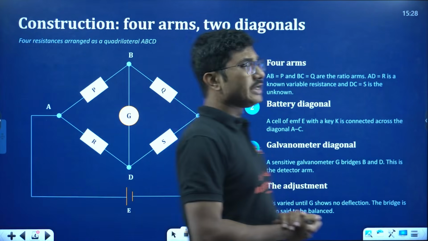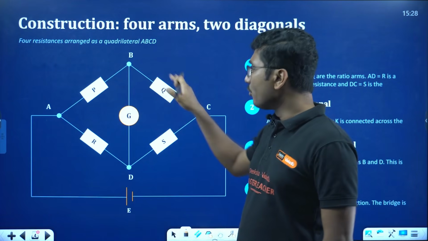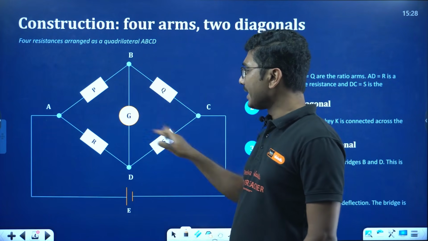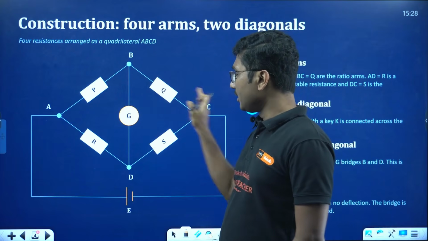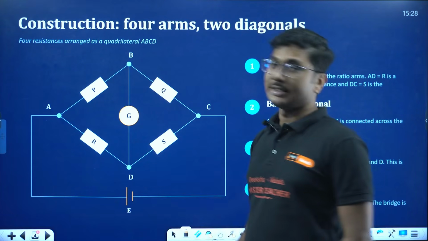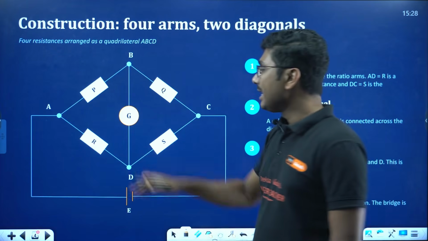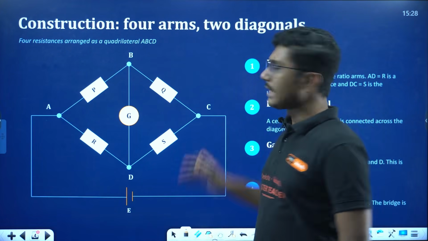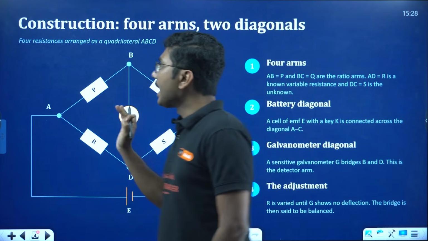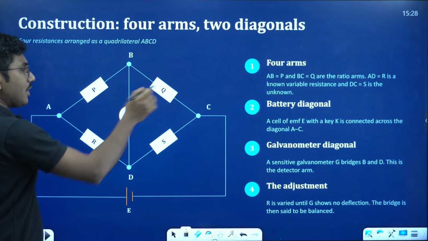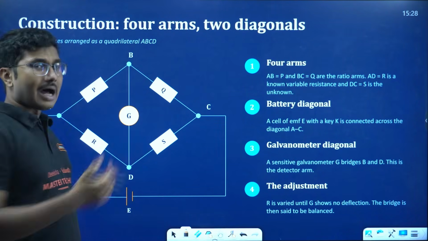Here, as you can see, this is a diamond design, where we have four arms: P, Q, R and S. Between these four arms a galvanometer is connected, and there is a cell sending a current, connected outside the diamond structure. This is the main core design of the Wheatstone Bridge, with four resistances P, Q, R, S. Generally, S is an unknown resistance, and P, Q, R are known resistances.